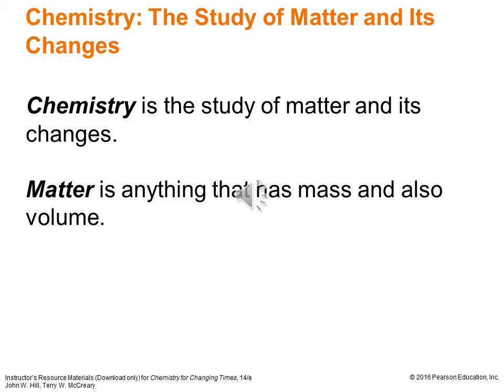But I guess we should go back and define matter, and as you may recall from middle school, matter is anything that has mass and also has volume. That's a very vague description, but it's the only one that's really scientifically accurate. So matter is stuff, if you want something that's a little less scientific sounding. It has mass and it takes up space.